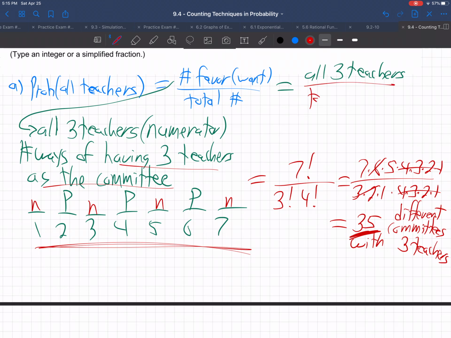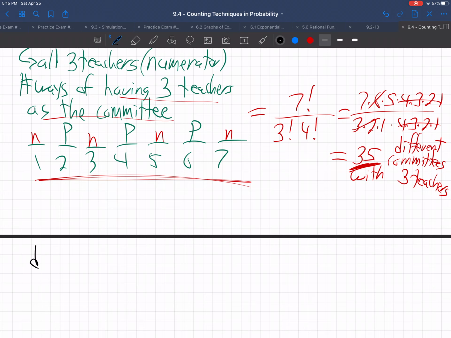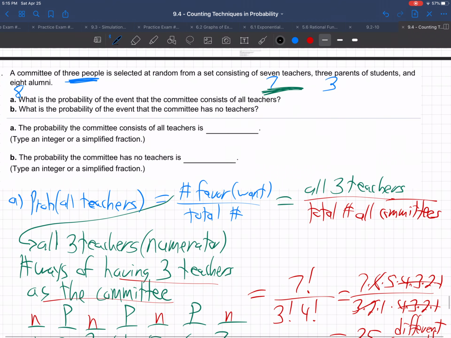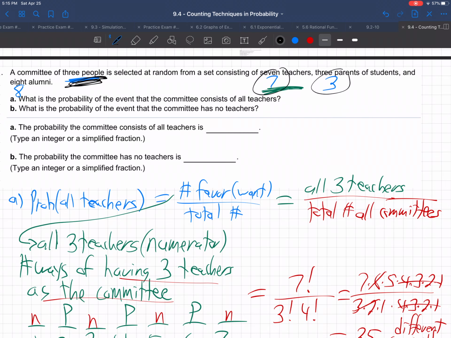Now for the denominator. Denominator is the total number of all committees. So let's come down here and we'll do the denominator. So the denominator is the total number of 3-person committees. What's that going to be? Well, we're just selecting 3 people to be on the committee out of 7 teachers, 3 parents, and 8 alumni. What's that? 18 total people.